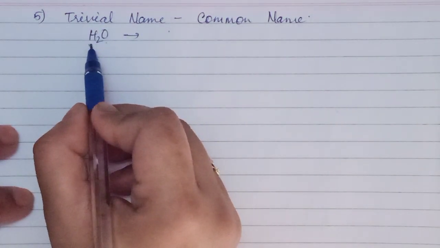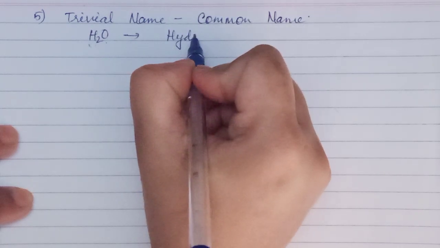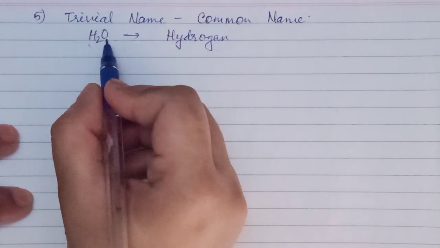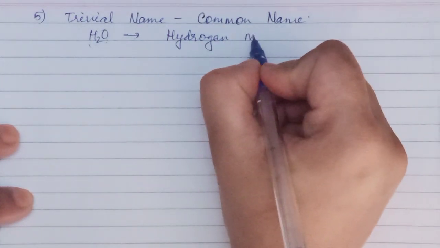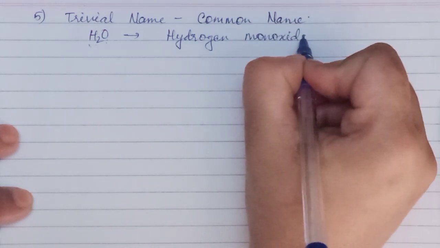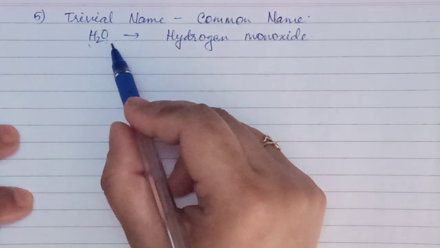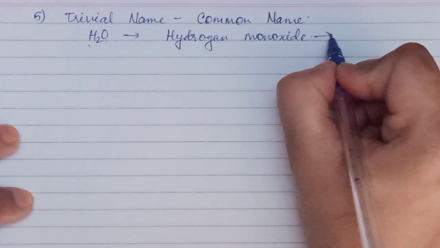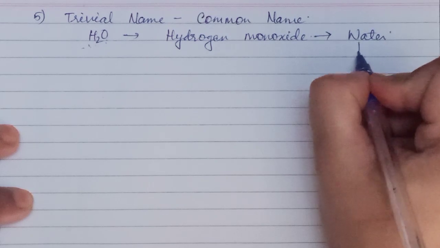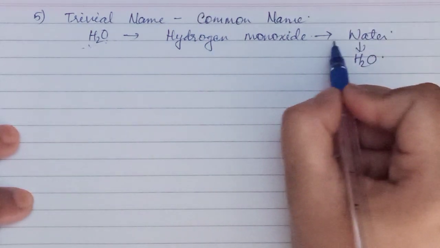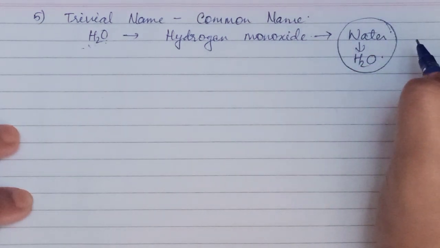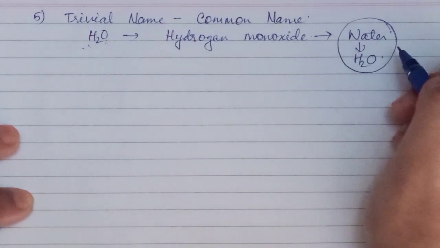Like H2O, hydrogen will be hydrogen, and oxygen is non-metal, so you will add monoxide. It is the chemical name for H2O, but we don't use hydrogen monoxide. We generally use water only for H2O. We never use hydrogen monoxide for H2O. So this is the common name or trivial name for H2O, which is accepted by all countries.